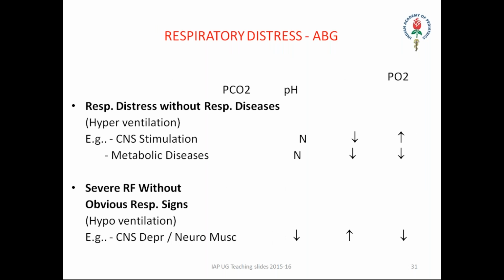So coming to the respiratory distress ABG, respiratory distress without respiratory disease inside, that is hyperventilation like CNS stimulation or metabolic diseases. In CNS stimulation, the PCO2 will be normal, pH will be low, PO2 increased, and metabolic normal or decreased. Severe respiratory failure without obvious respiratory signs, that is hyperventilation, CNS depression or neuromuscular, PCO2 decreased, pH increased, and PO2 decreased.